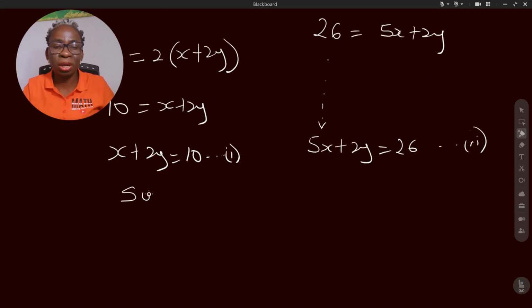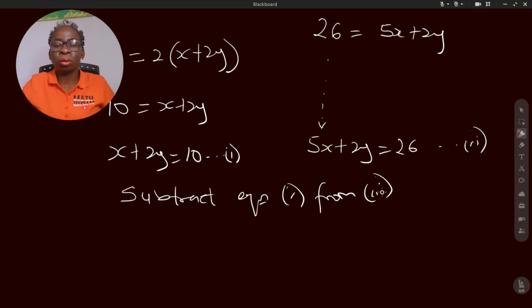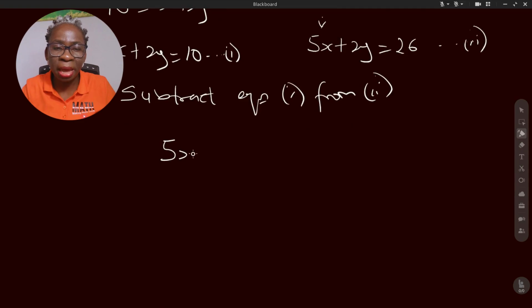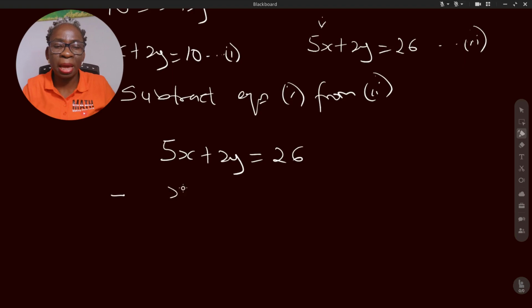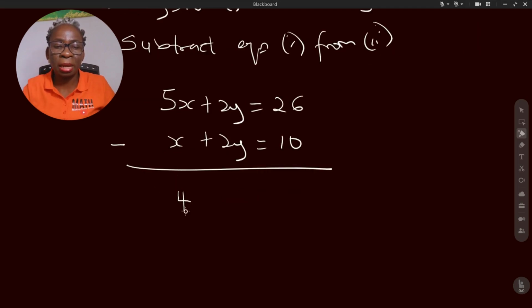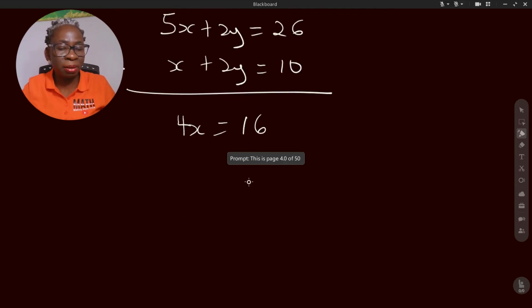So now we subtract equation 1 from 2, so that we will have 5x plus 2y equals 26 minus x plus 2y equals 10. Now let's subtract. 5x minus x will give 4x, and then 2y minus 2y will become 0. 26 minus 10 will become 16. Now we can divide both sides by 4. Here, x will be equal to 4.